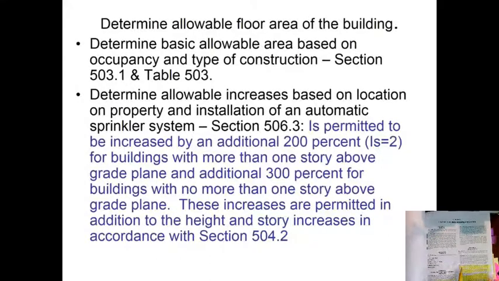But if you look over here, it says where a building is equipped throughout with an approved automatic sprinkler system in accordance with section 903.3.1.1, the value specified in table 503 for maximum building height is increased by 20 feet, and the maximum number of stories is increased by 1. So it's saying if you have a total building that has an approved sprinkler system, it can increase the height, and of course, it can increase the square footage.